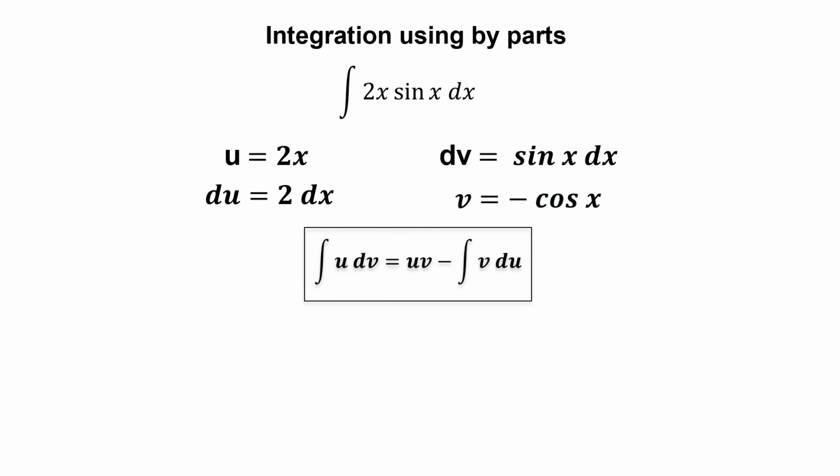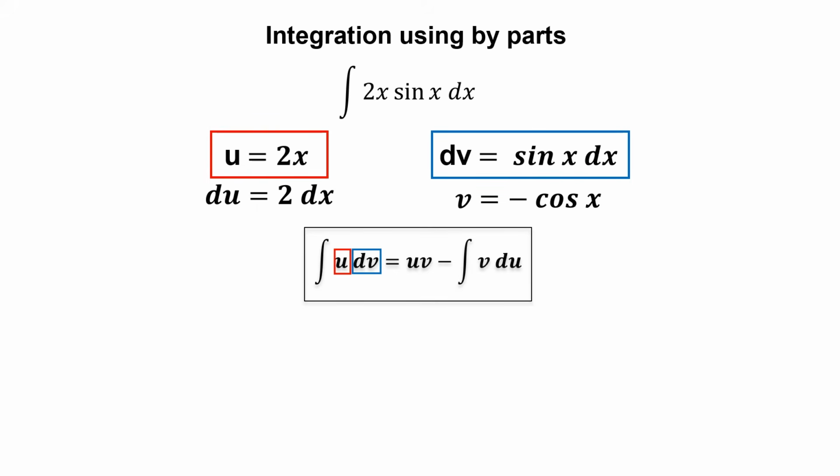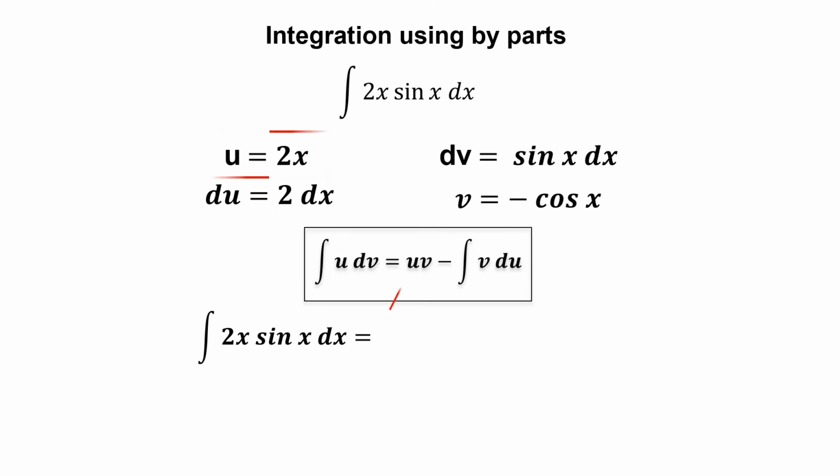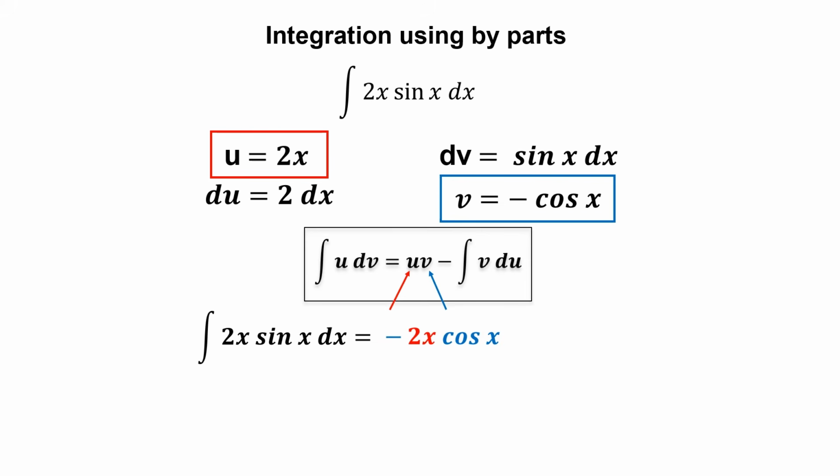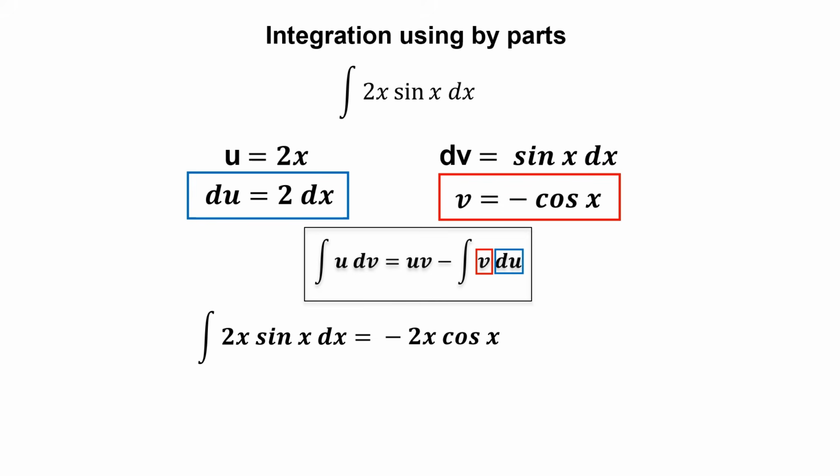Now, we have all the terms and we can plug them into the formula accordingly. For u we have 2x, and for dv we have sin x dx. Notice that this is exactly the same as the initial function that we wanted to integrate. For the u and v, we have 2x and negative cosine x. And lastly for the v and du, we have negative cosine x and 2 dx.